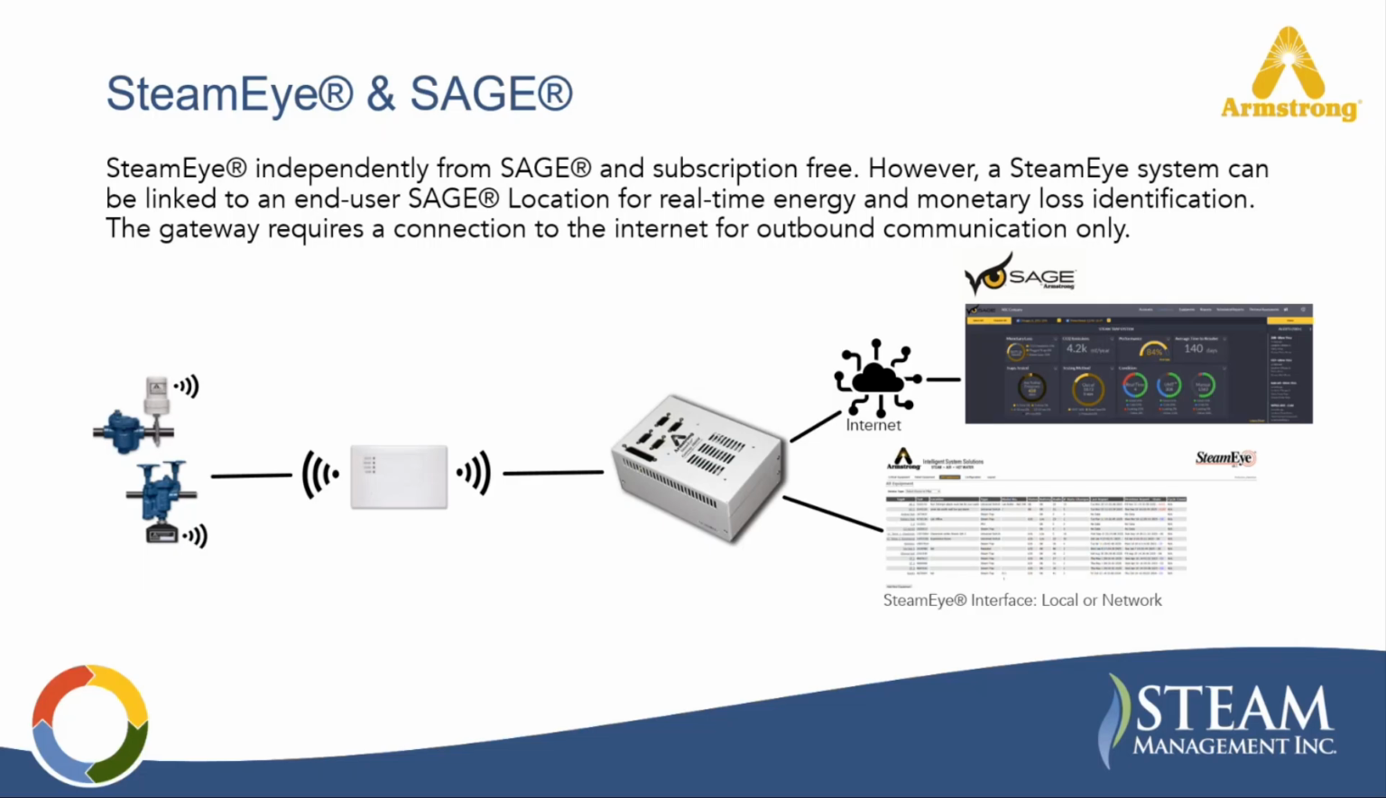When failures occur, Sage can identify not only which trap has failed, but also estimate the results, steam losses, energy impacts, and potential emissions impact that trap is having. This allows maintenance teams to prioritize those repairs based on business impact rather than simply responding to alarms. The gateway only requires an outbound internet connection for communications to the Sage platform.